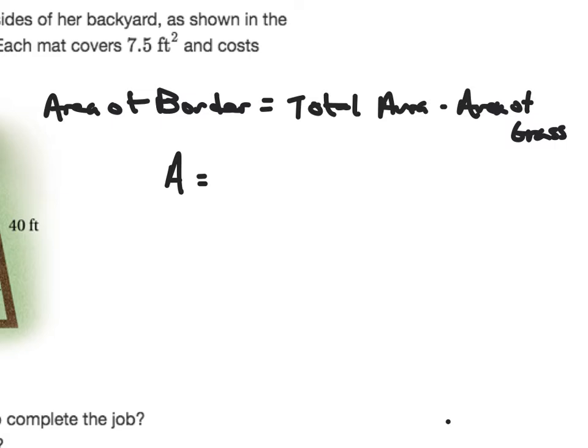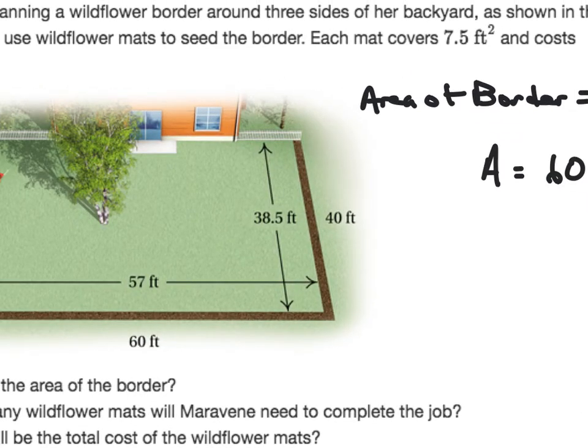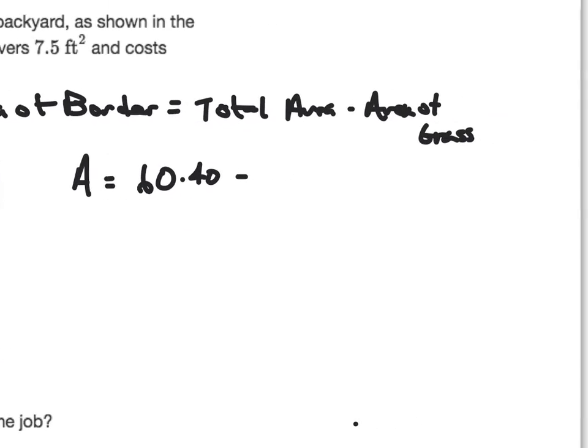So we've got 60 times 40. And then we're going to subtract off the area of the grass. The grass is a 38.5-foot by 57-foot piece of land, and so we're going to multiply these two numbers together: 38.5 times 57. All right, so let's first do 40 times 60, and that's going to give us, I believe, 2,400 square feet.